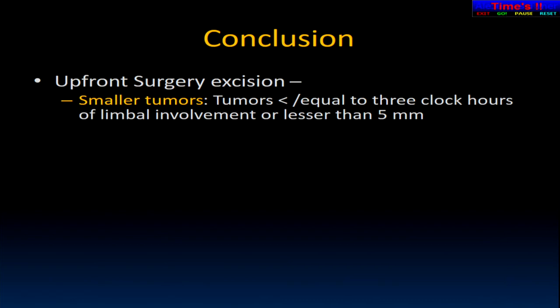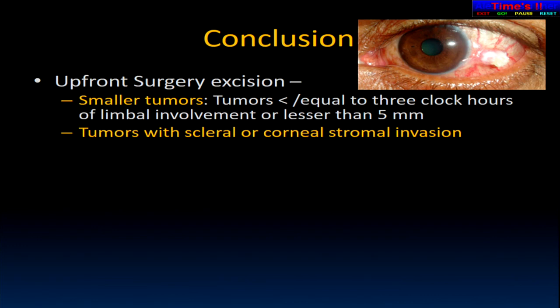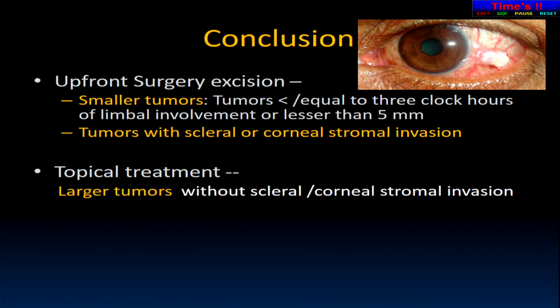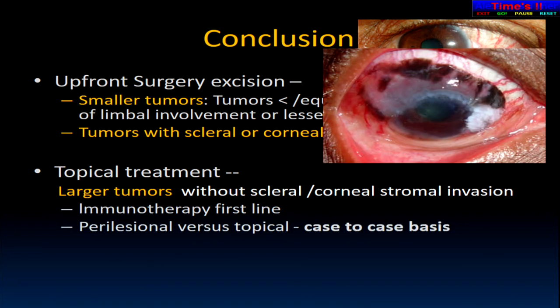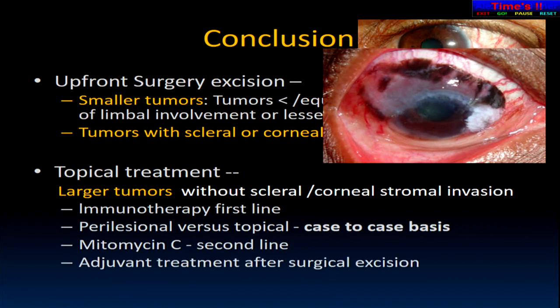These are tumors less than 3 clock hours or limbal involvement less than 5 millimeters, or tumors with scleral or corneal stromal invasion. Topical treatment should be restricted to larger tumors without scleral or corneal stromal invasion, with immunotherapy as the first line. Whether perilesional or topical has to be decided on a case-to-case basis. MMC can be used as second line, and of course it can be used as adjuvant treatment after surgical excision.